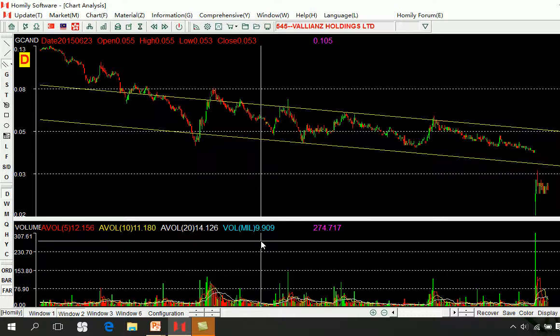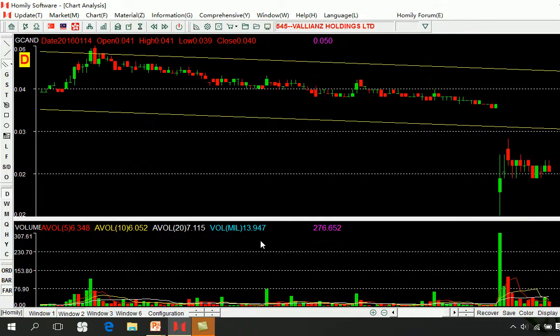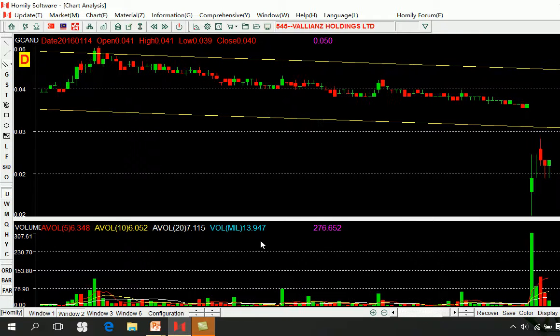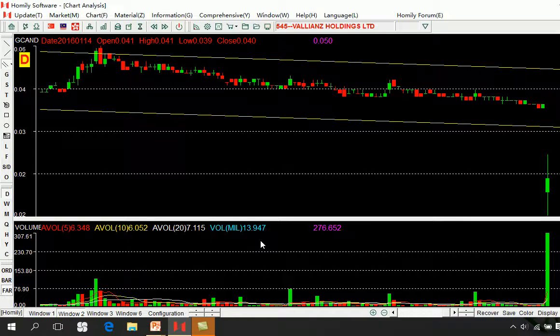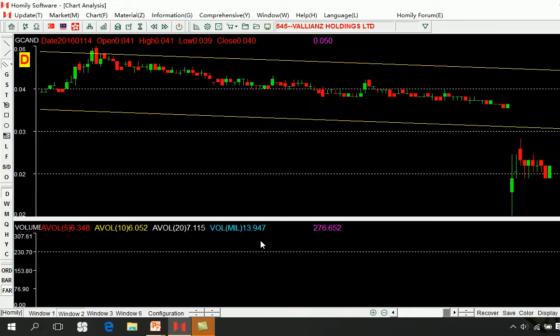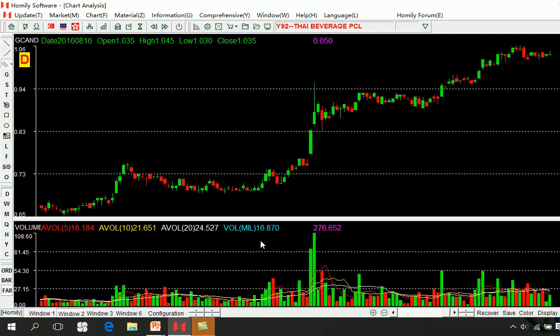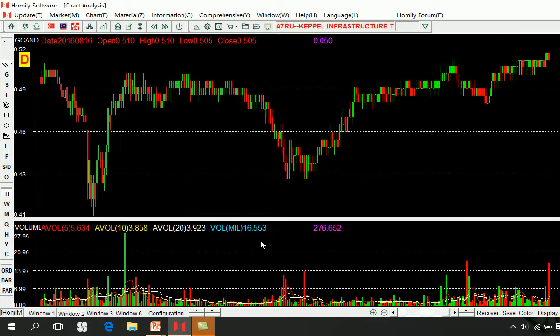So we see here, the price fall below the trend line. What does that mean? Here is for short-term buy point. Then we can see next one. This is hybrid.